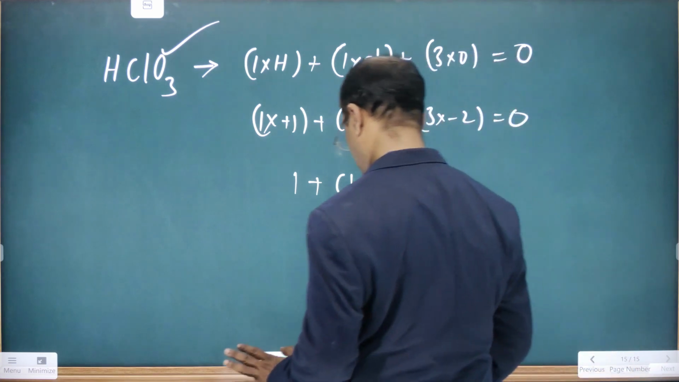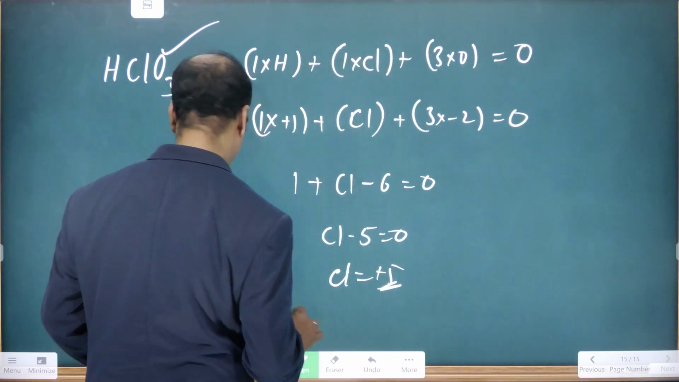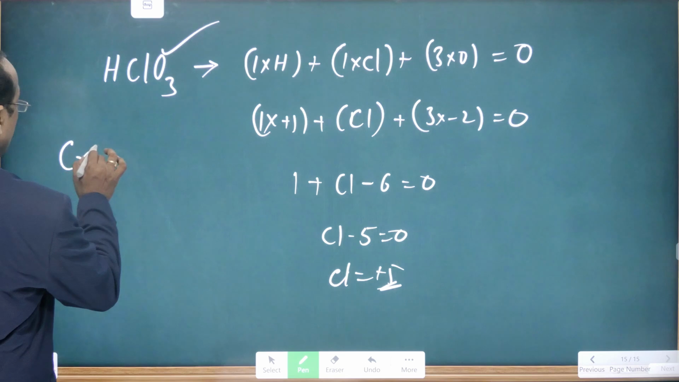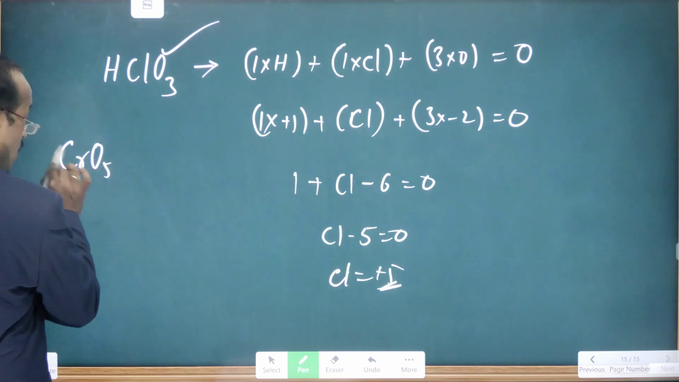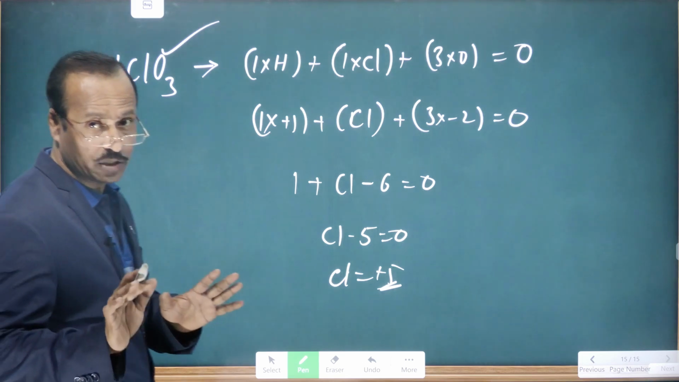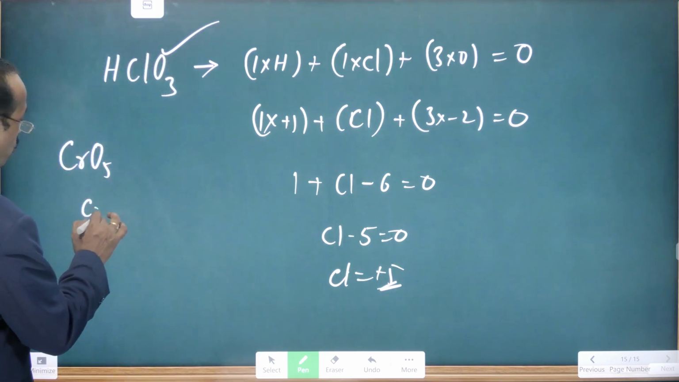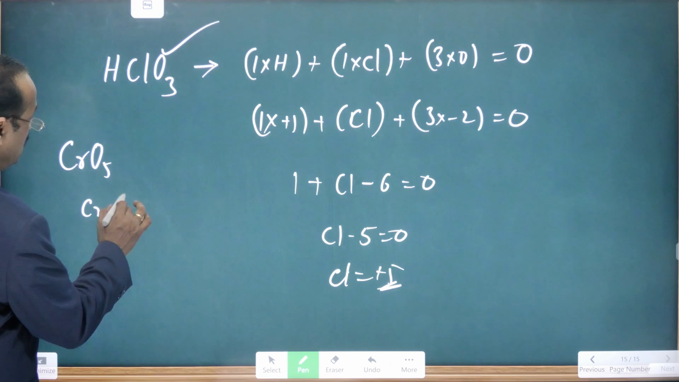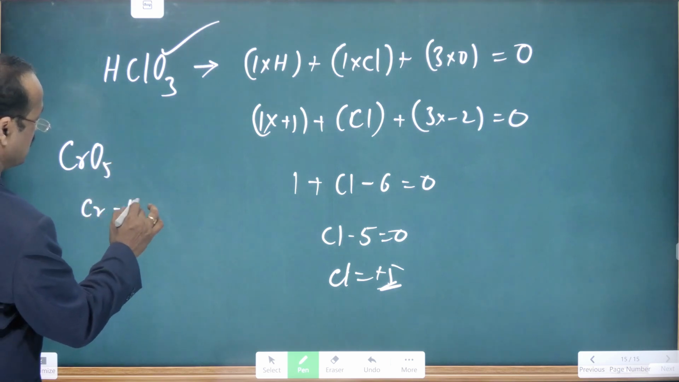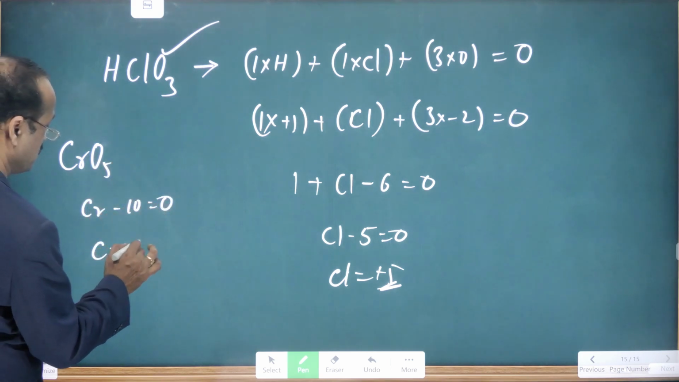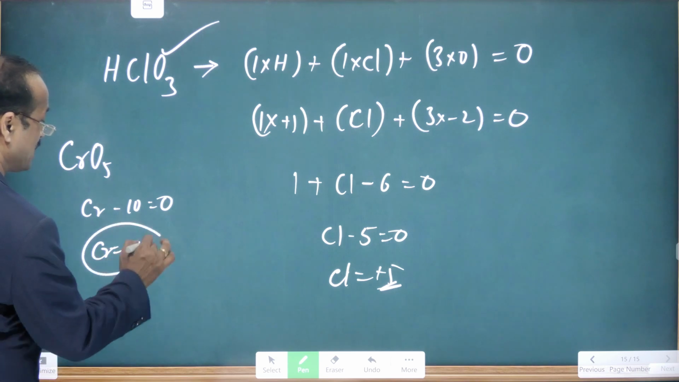Okay, so see, chromium pentoxide, CrO5, is given. For this, some exceptional cases are there. For CrO5 you can't write like this. One chromium, here 5 oxygens. 5 into -2 is -10, which is equal to 0, so Cr becomes +10. So +10 is not possible.